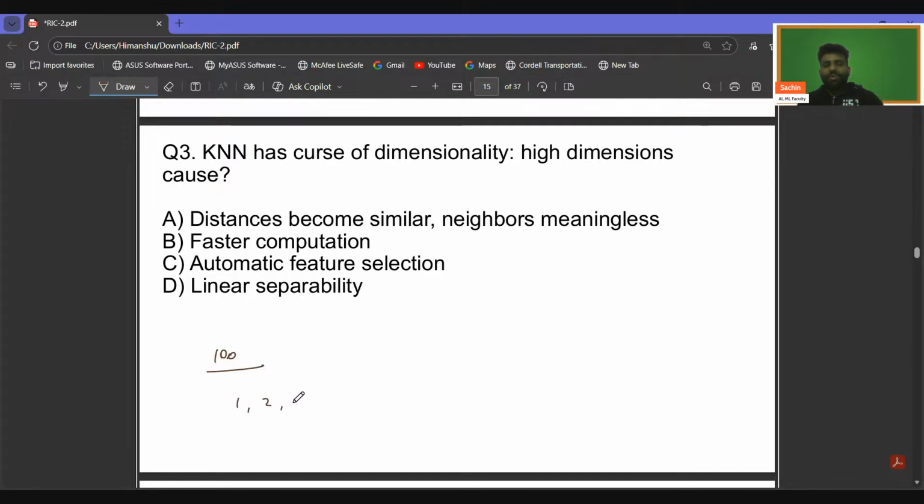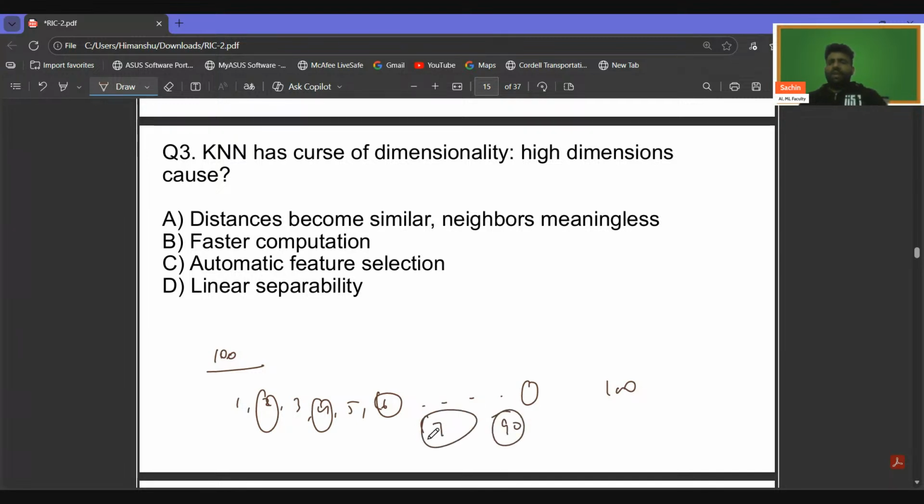So 1, 2, 3, 4, 5, 6, up to 100. In that case, I'm saying not all the dimensions might be contributing to the distance. If I have, sometimes, the second and sixth dimension and maybe some 98th dimension, sometimes I might have the fourth, seventh, or 90th dimension, something like this.